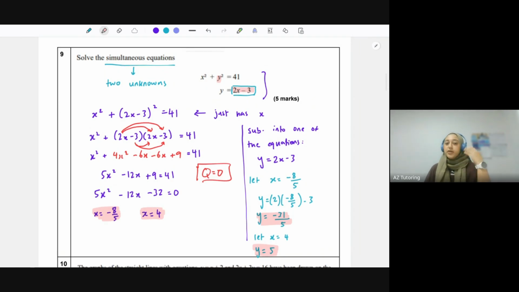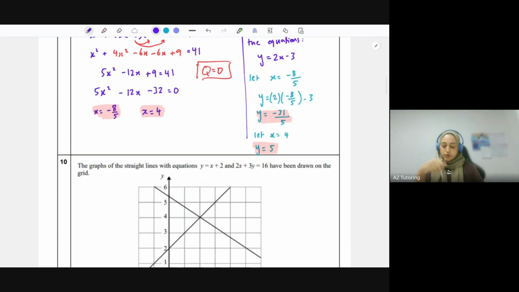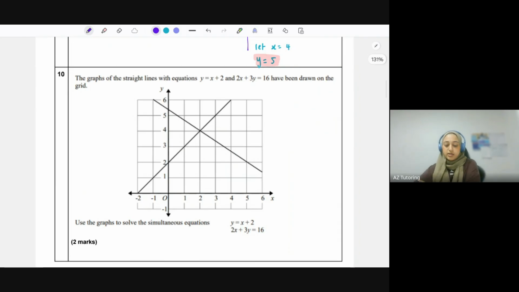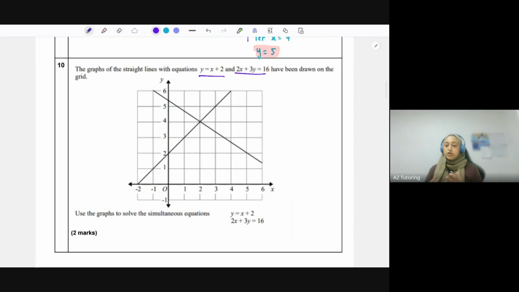Now, just for a bit of higher level thinking as well, which you should be doing here, when you're solving simultaneous equations, well, I'll do the next question. I'll come back to what I'm going to explain. Now here it says the graphs of the straight lines with these equations. So it's just y equals mx plus c. Two equations are on the graph they've drawn. And it says use the graphs to solve these two simultaneous equations, and it's only 2 marks.